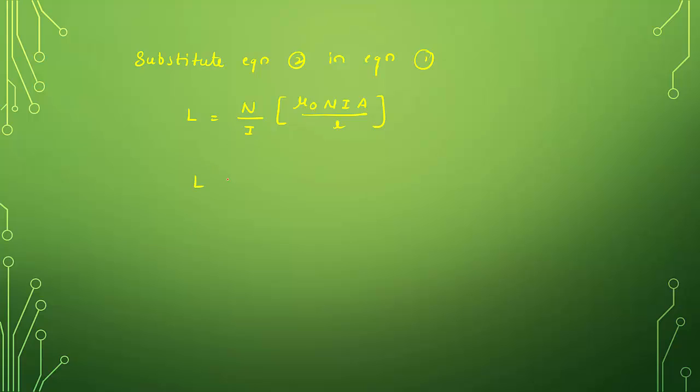Now solve this equation. L equal to mu naught, N into N is N square. The I will get cancelled. Remaining is A divided by L. Mu naught N square A divided by L. So this is an expression for self-inductance of a solenoid for free space. This is for free space because mu naught indicates absolute permeability.